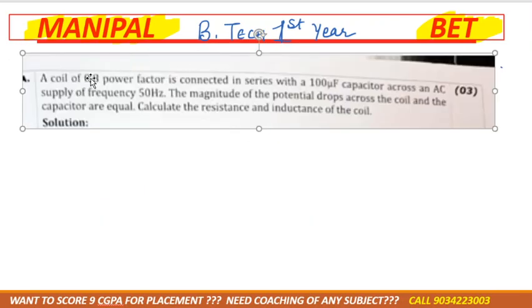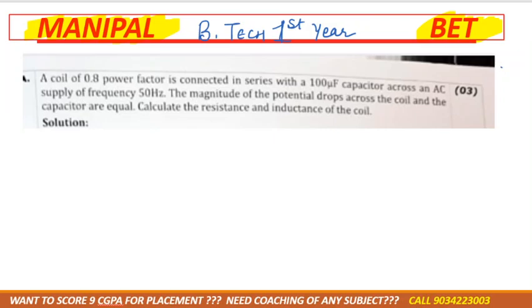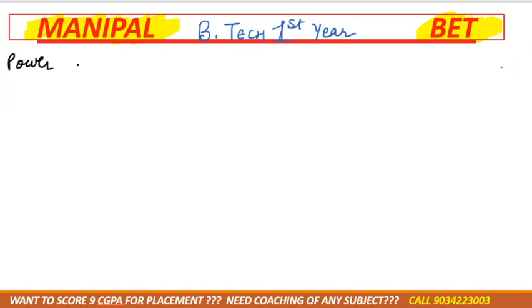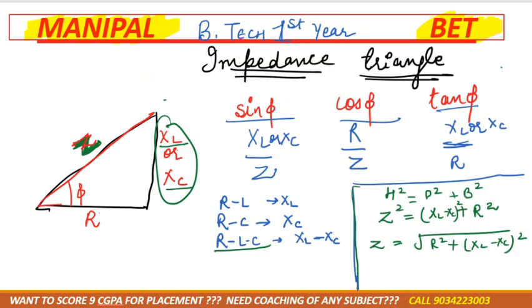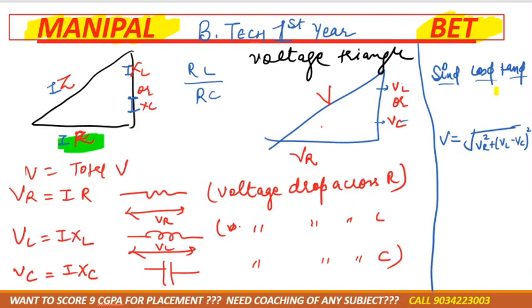Next, this is from your paper question only. One more thing to know is the power factor. Power factor is equal to cos phi, the cosine of phi. Phi is the angle between voltage and current. Like we have studied three triangles, whenever they say power factor, it means cos phi. Cos phi is R by Z. Whenever they ask for cos phi, it is also VR by V.